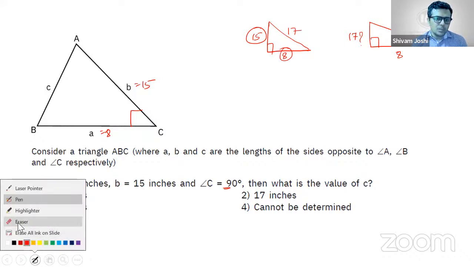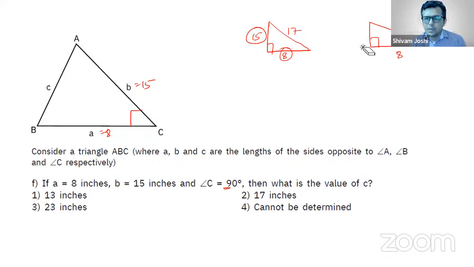In that case, you should simply use the Pythagoras theorem, and that will give you an answer without any triplet, which is x square plus 8 square equal to 15 square. You should try to solve for the value of x out of this. But here it is a triplet because it is given that A and B are 8 and 15 and C is 90. So C is the third side, which is the hypotenuse, and therefore it is 17.